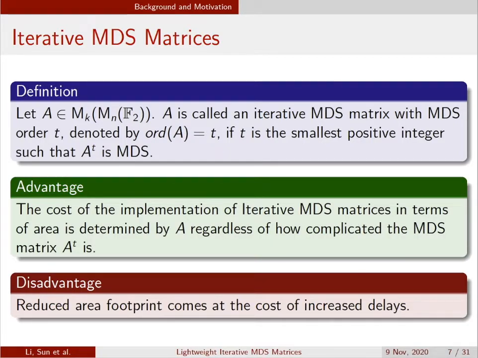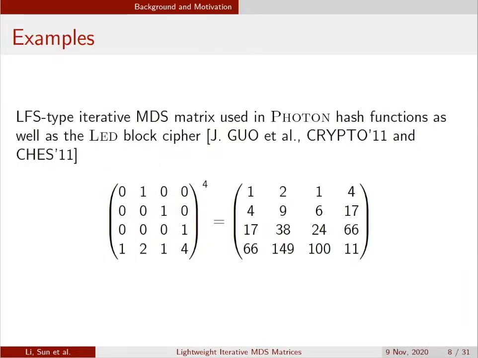Iterative MDS matrices have some advantages and disadvantages. The advantage is that the cost of the implementation of iterative MDS matrices in terms of area is determined by the matrix A, regardless of how complicated the MDS matrix is. The disadvantage is that reduced area footprint comes at the cost of increased delays. Here is an example of an LFS type iterative MDS matrix used in the Photon hash functions as well as the LED block cipher, which were presented at Crypto 2011 and CHES 2011 respectively. This LFS type iterative MDS matrix has order 4.